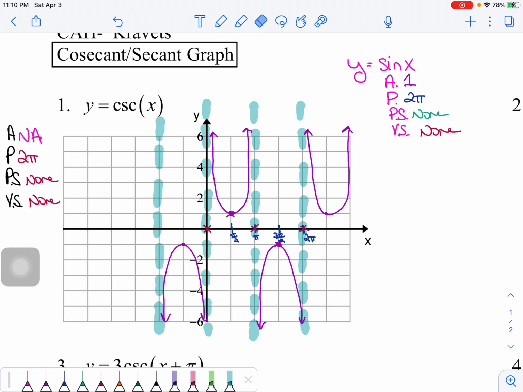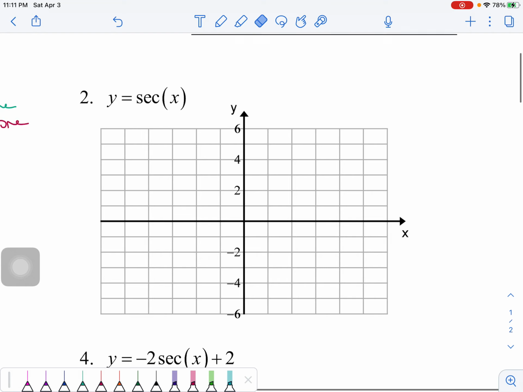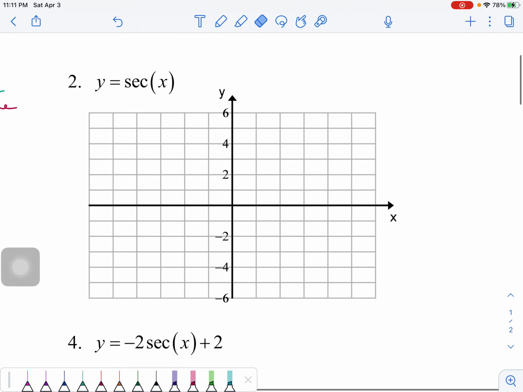Sine and cosine do because they have a maximum and a minimum point that you can find the amplitude between. All right, so that is the basic cosecant curve. I'm going to go ahead and slide over to number 2. Let's do the same kind of idea with the basic secant curve.